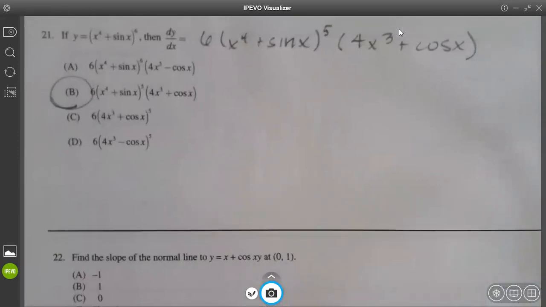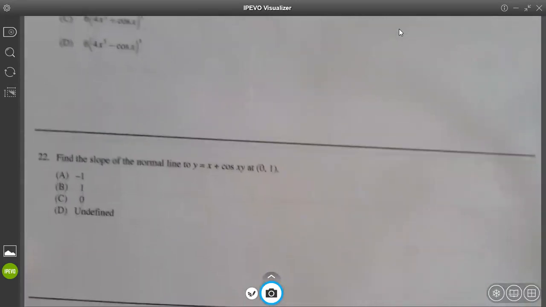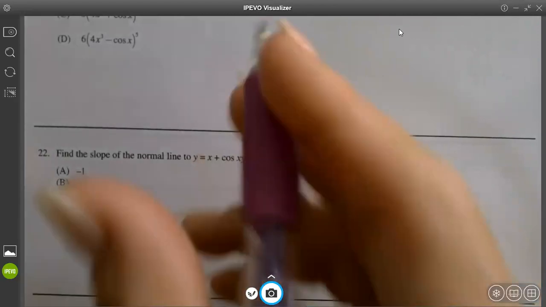Hey, check this one out. Find the slope of the normal line. It didn't even ask you to find the equation, just the slope. So automatically slope is derivative. Plug your values in, and then because it says normal line, what are we going to do? Flip and change. All right, so what's the derivative?